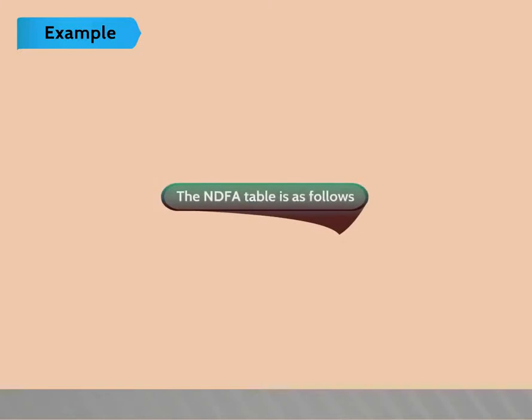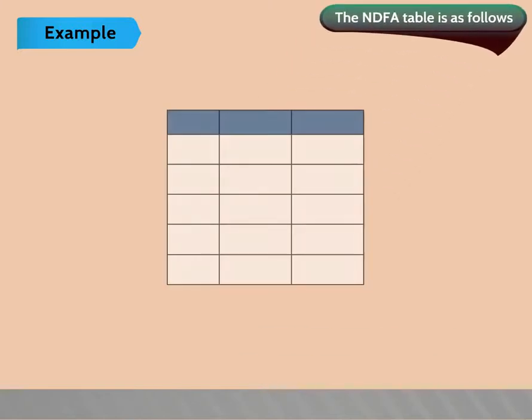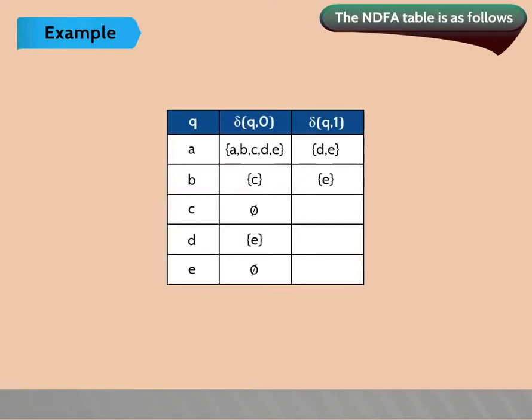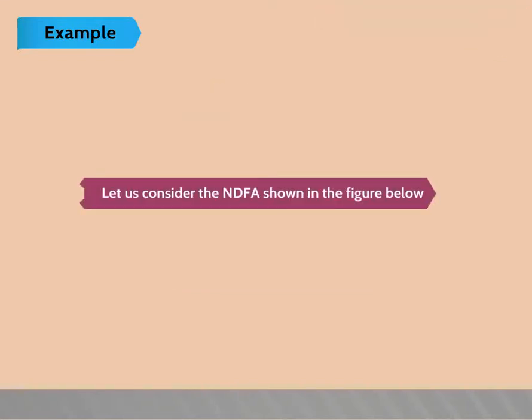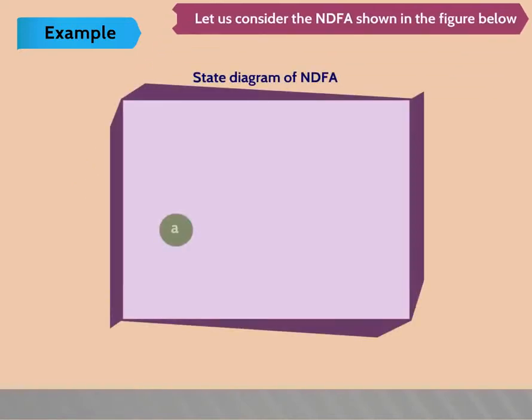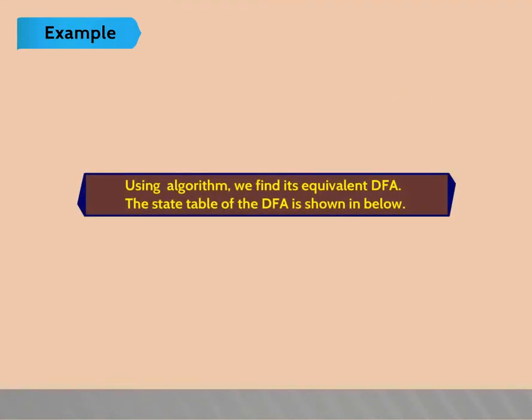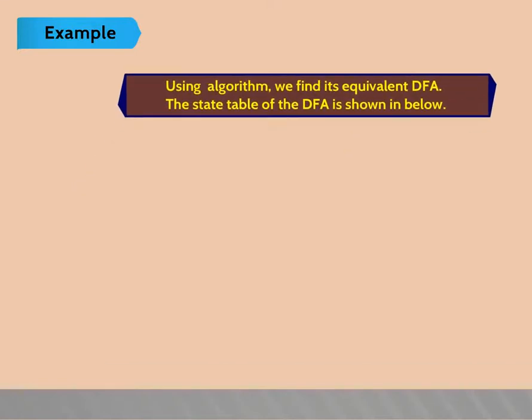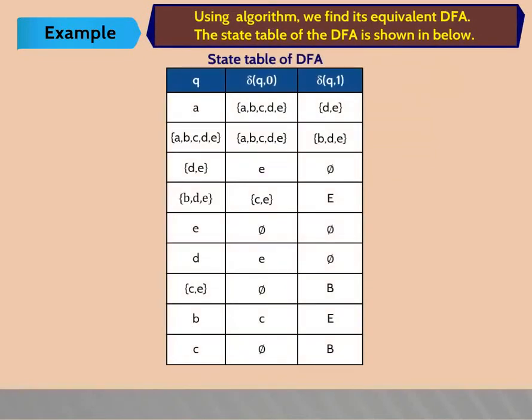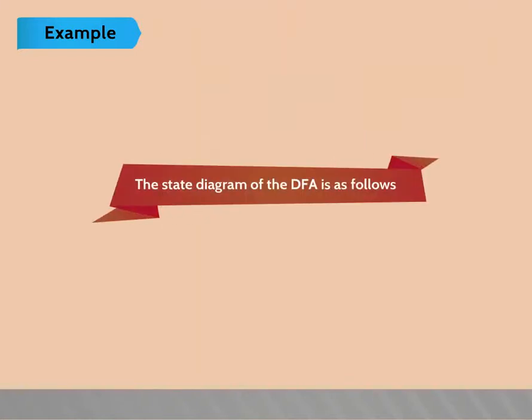Example. The NDFA table is as follows. Let us consider the NDFA shown in the figure below. Using the algorithm, we find its equivalent DFA. The state table of the DFA is shown below. The state diagram of the DFA is as follows.